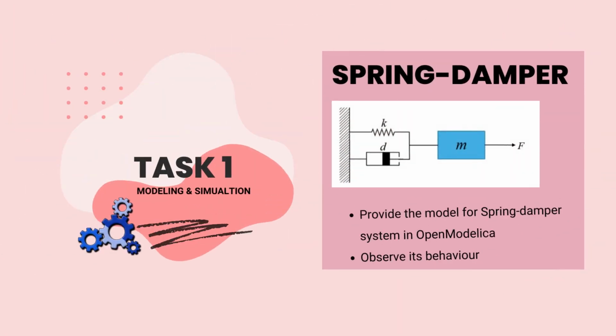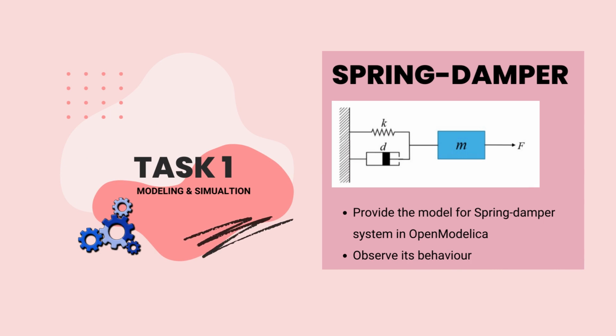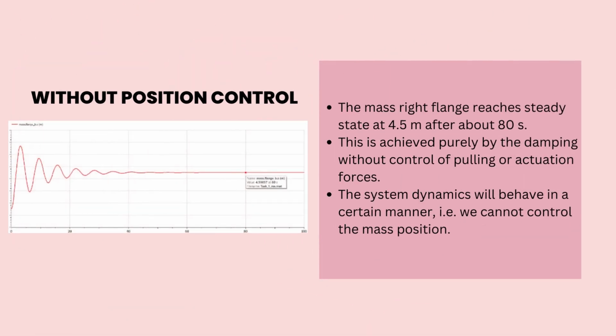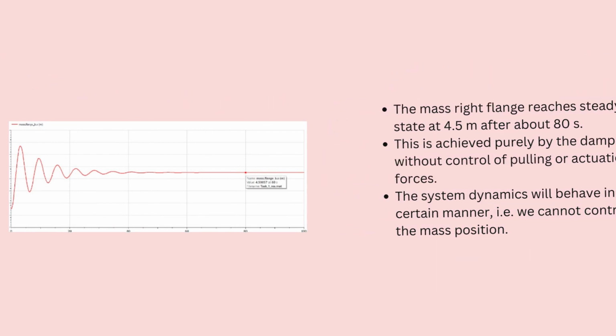Now we are going to present the results of our simulation of the various models we made in OpenModelica. For task 1, we started by modeling a mass spring damper system without position control, and the mass right flange naturally reached steady state at 4.5 meters at about 80 seconds. This dynamic response is caused by the damper without any external input and feedback.